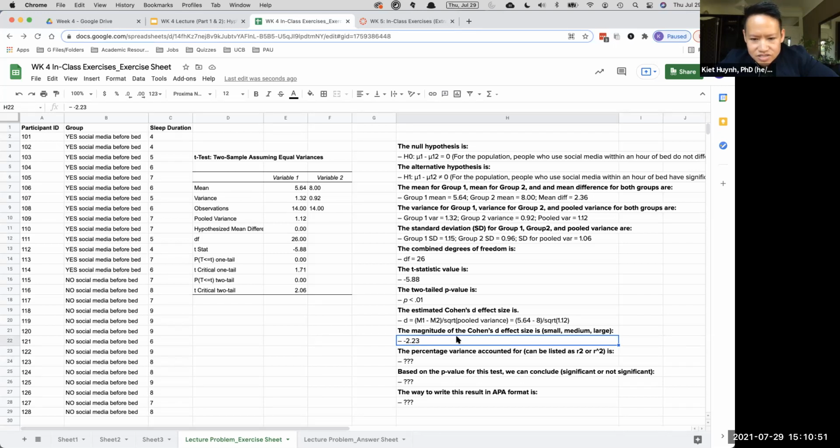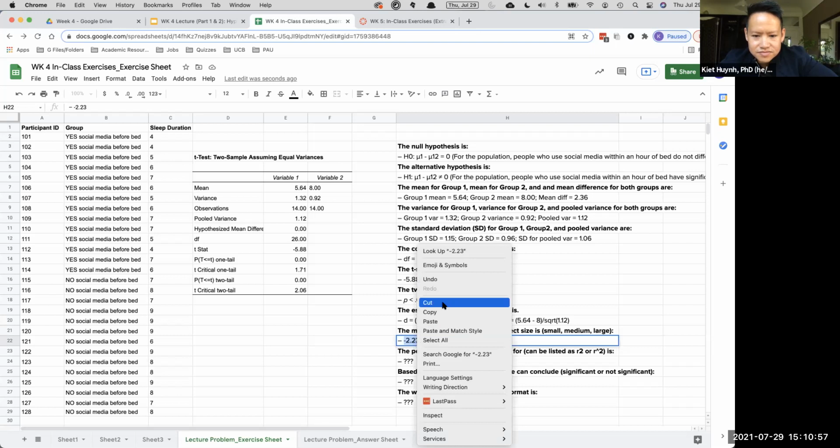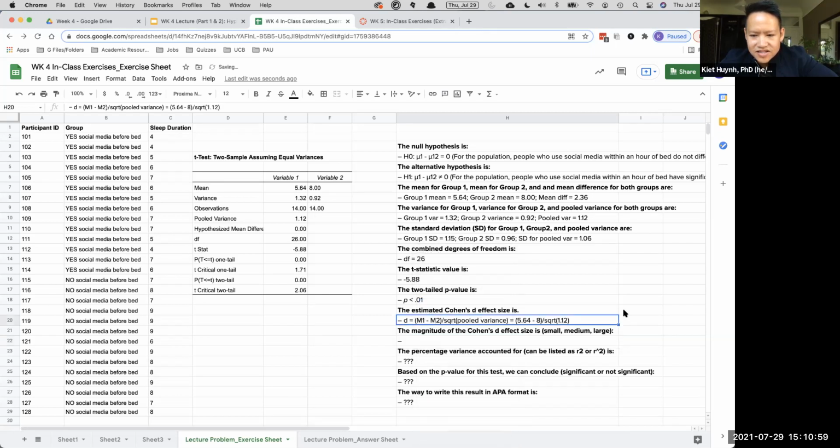All right. The magnitude of Cohen's d. Oh, okay. Yeah, you don't put it here. The Cohen's d effect size, you put it here, where it's asking for.